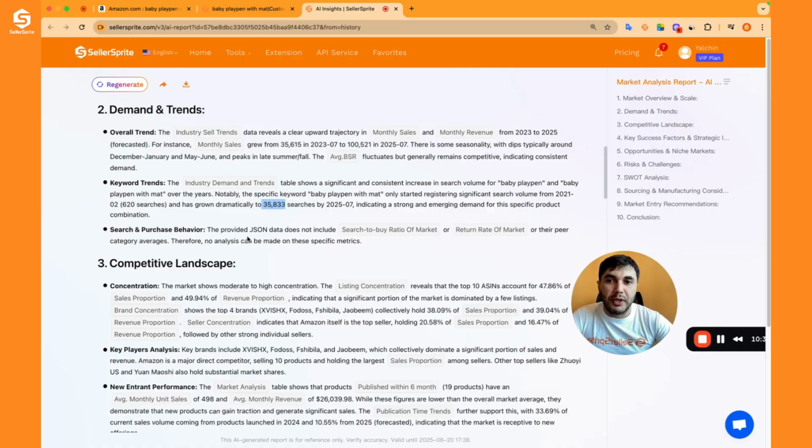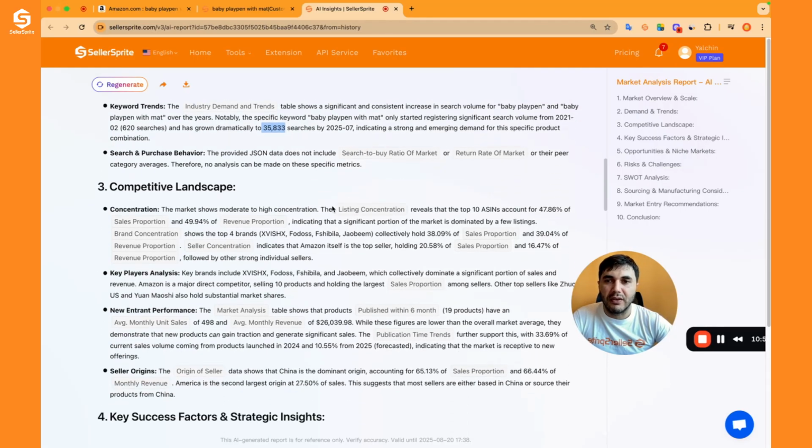Search and purchase behavior. The data indicates the search ratio market per category average. Therefore, no analysis can be made on this. We couldn't analyze the purchase behavior right here.